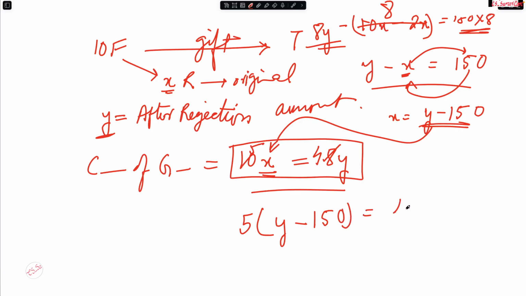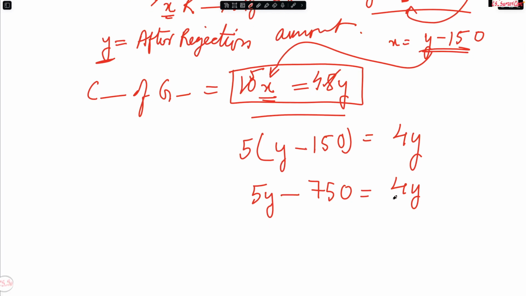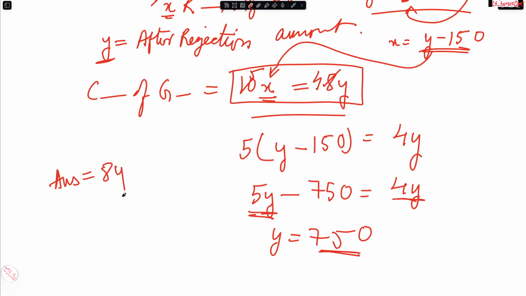This is going to be equal to 4 times y, right? So what is that going to give you? 5y minus 15 times 5 is equal to 75, right? 750 is equal to 4y. So if this thing were to be subtracted over here, what do we get? We get y is equal to 750, right? Very good. And what is the answer? The answer that we have after is 8 times y, right? So 8 times your 750. What is that going to give you?